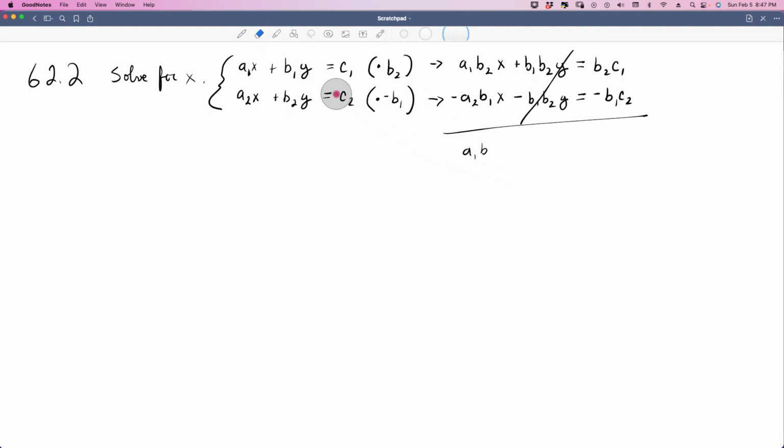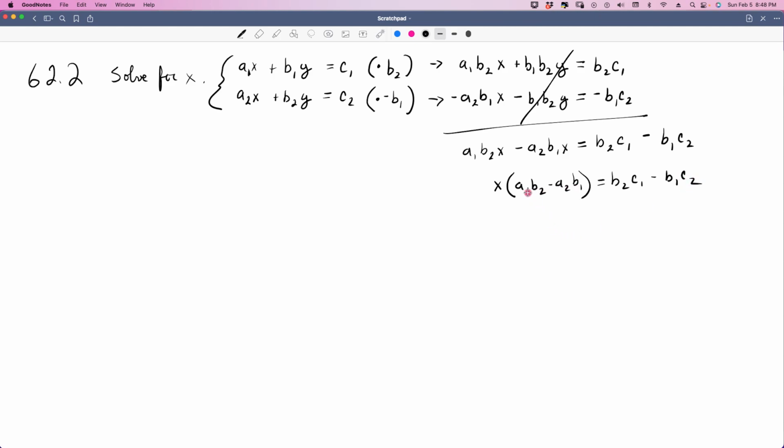Then that gives me a sub 1 b sub... I'm sorry, I'm getting those confused already. So you see how difficult this can be. A sub 1 b sub 2 x minus a sub 2 b sub 1 x is equal to b sub 2 c sub 1 minus b sub 1 c sub 2. Now we want to solve for x. So we have the x's on the same side, so we just factor out the x, just like we did before. So we have a sub 1 b sub 2 minus a sub 2 b sub 1 equal to this, as it remains the same.